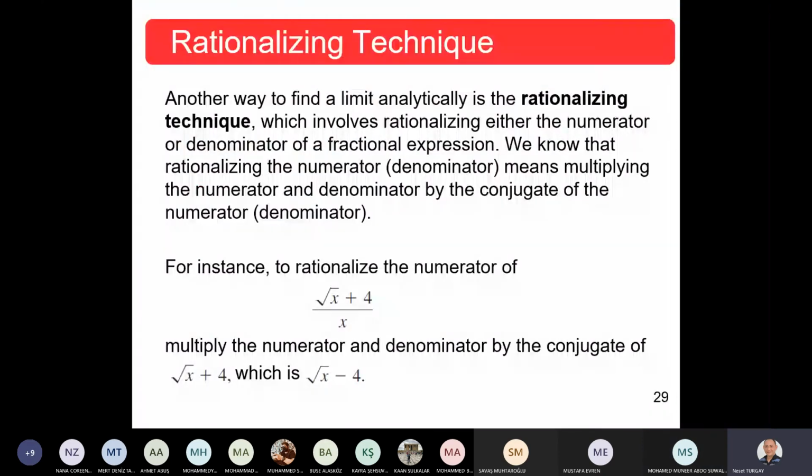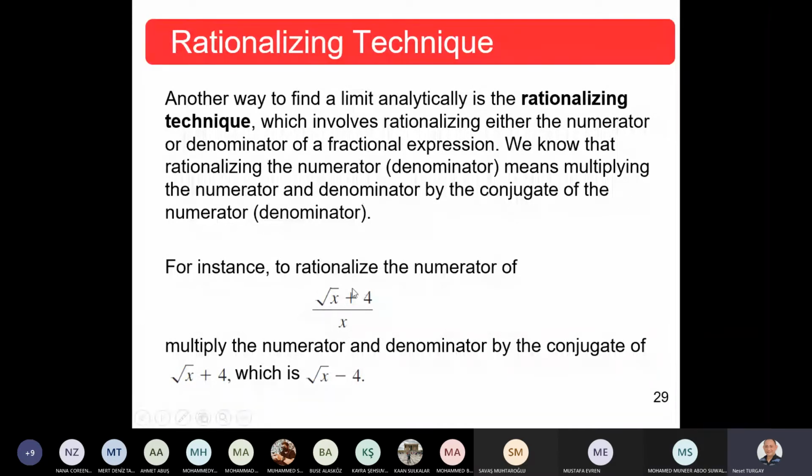Let me do a slideshow. Another way to find the limit analytically is the rationalizing technique, which involves rationalizing either the numerator or denominator of a fractional expression. We know that rationalizing means multiplying the numerator and denominator by the conjugate of the numerator or denominator. It depends on where you are doing this rationalizing.